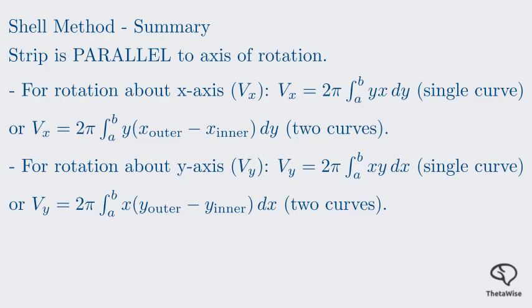It's also worth noting how the area between two curves works. Instead of squaring the difference of radii, we simply multiply the circumference by the difference in the strip's length. So for rotation about the x-axis, the volume is 2 pi times the integral of y times the difference in x values, dy. This gives us a complete toolbox. But how do we choose the right tool for the job? That's the next critical step.